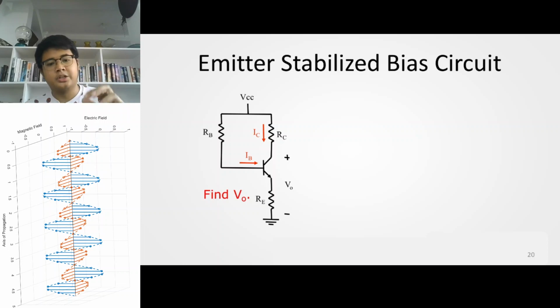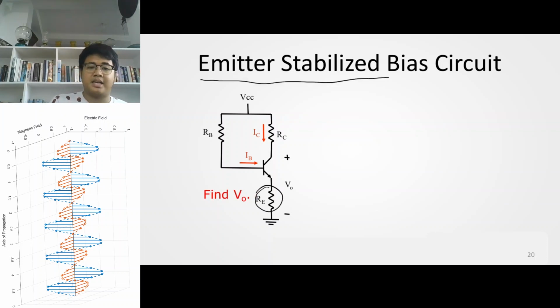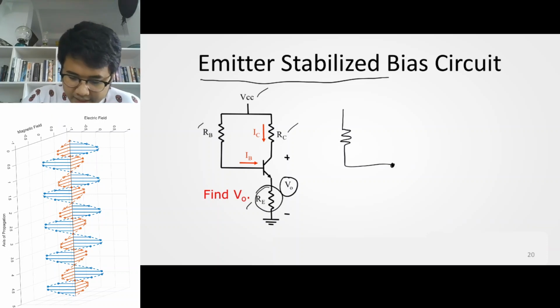Okay. Another example of a biasing circuit is connecting an emitter resistance, and you have an emitter stabilized bias circuit. Okay? And in a similar way, we can express Vout as a function of all the other parameters given in the circuit. Okay? And you can do that using nodal analysis. So if you're not comfortable with it yet, then you have to draw the circuit with its equivalent like this.